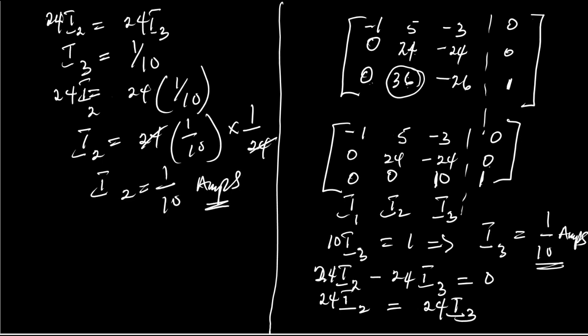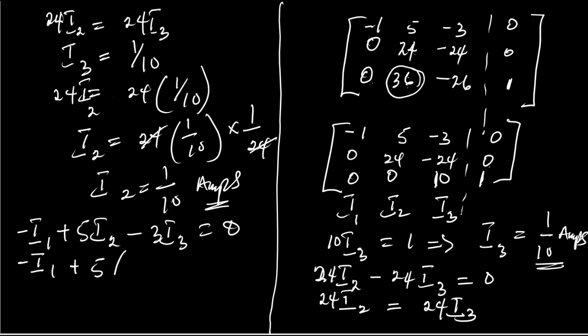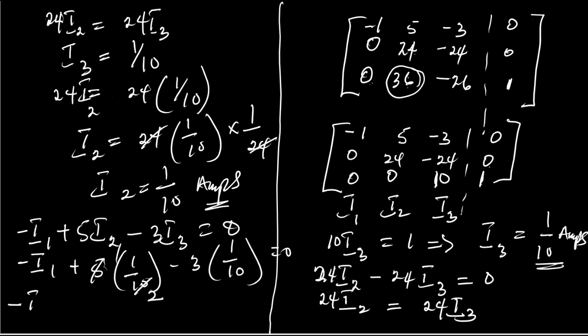Now, if I2 is equal to 1 over 10 amps, then what is I1? We have that minus I1 from row 1 plus 5 I2 minus 3 I3 is equal to 0. Let's substitute for I2 and I3. Minus I1 plus 5 into 1 over 10 minus 3 into 1 over 10 is equal to 0. 5 here is 1, 5 here is 2. Minus I1 plus 1 over 2 minus 3 over 10 is equal to 0.